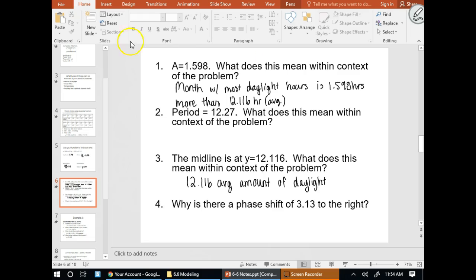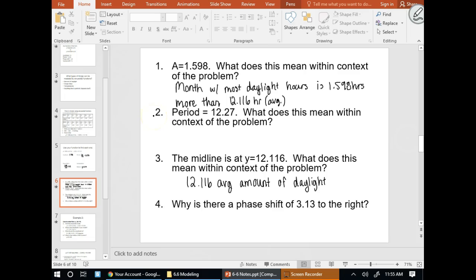Okay. There for a minute, whenever Savannah was saying that, she was making me nervous because she said the month with the most daylight hours is 1.598. A lot of times students do look at amplitude like it's your highest point. Those problems that we were doing yesterday, the one on the front side of the page, the amplitude was the highest point because our midline was 0. But amplitude is only the highest point whenever your midline is 0. If your midline is anything else, it's not your highest point. It's how much you vary from the midline. So once she said more than the average, I felt much better. But she was making me nervous there for a minute.